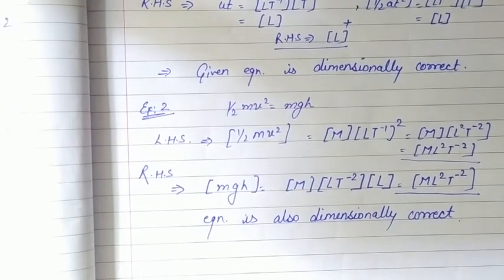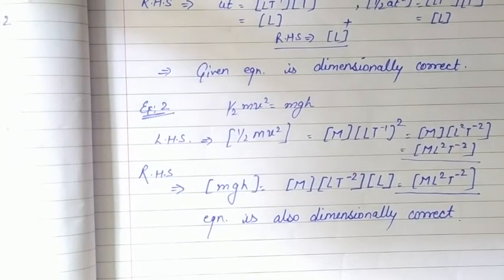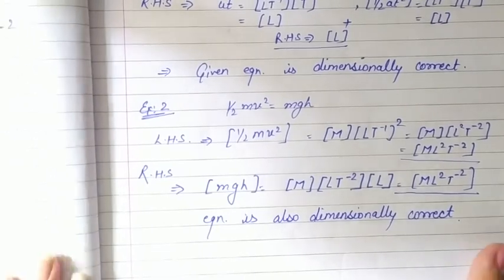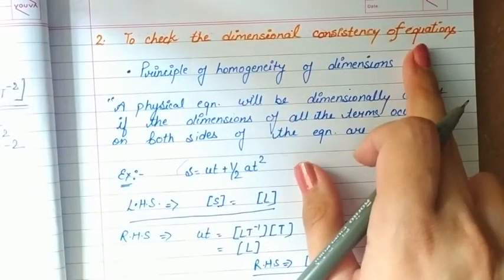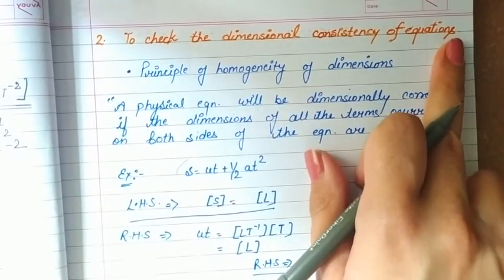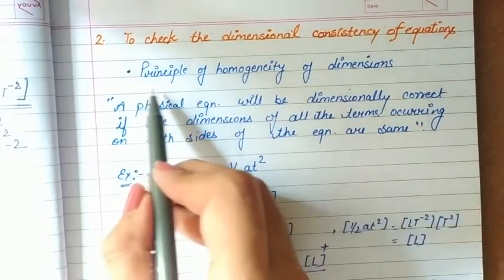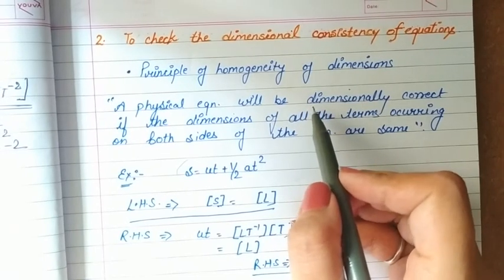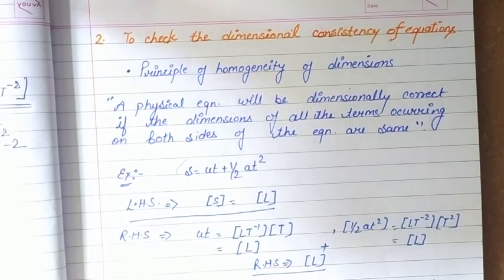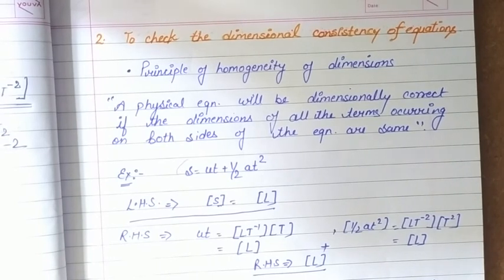So in this manner, we can check whether the given equation is dimensionally correct, whether it exists or not, whether it is dimensionally consistent or not. This is the process of the second application, how we can check the dimensional consistency of any physical equation using dimensional analysis. The main thing that we use here is the principle of homogeneity. According to it, for any physical equation to be dimensionally correct, the dimensions of all the terms occurring on both sides of the equation must be the same.